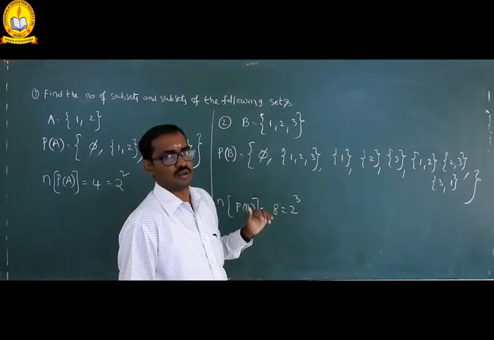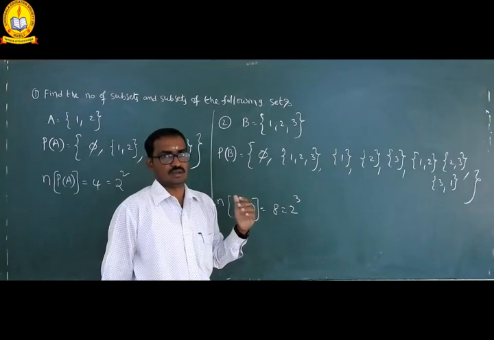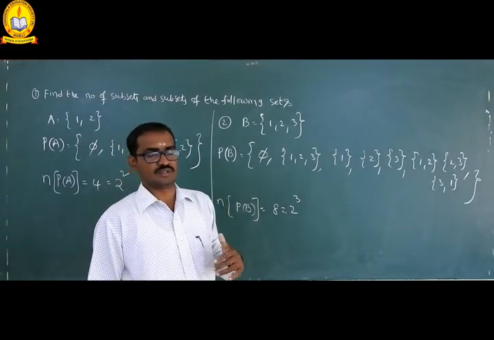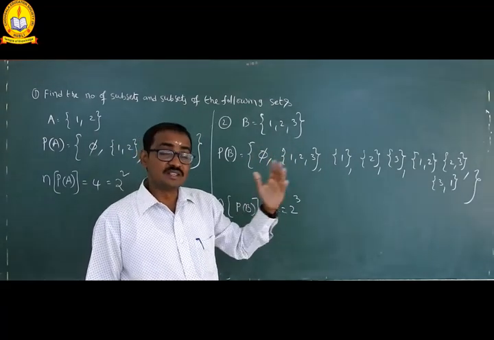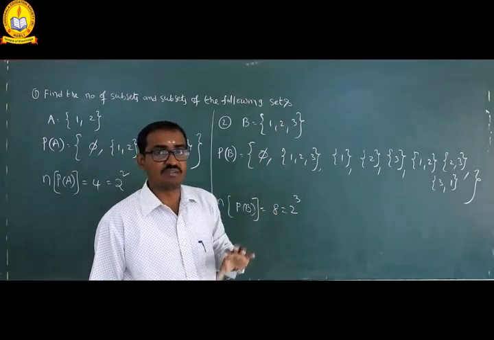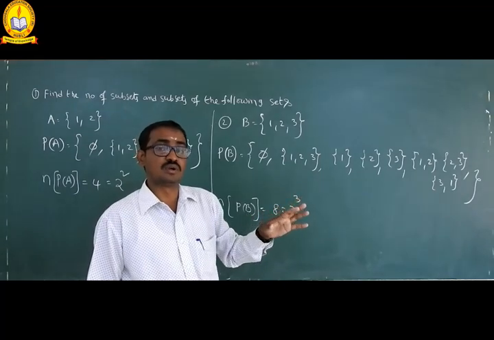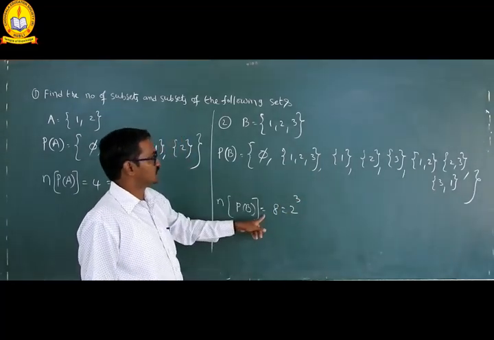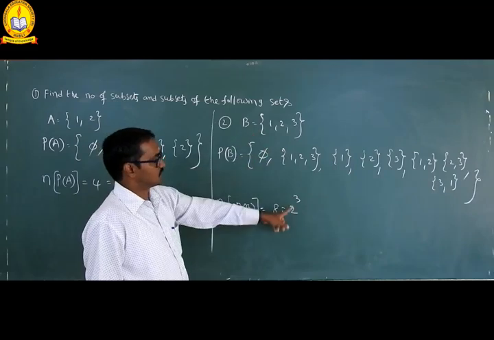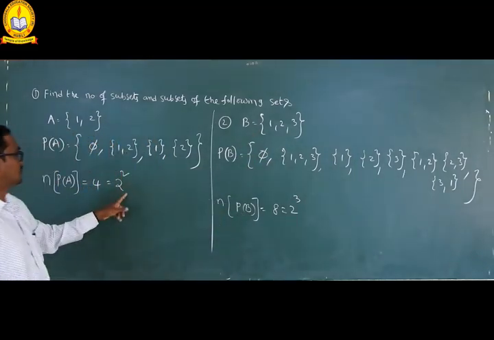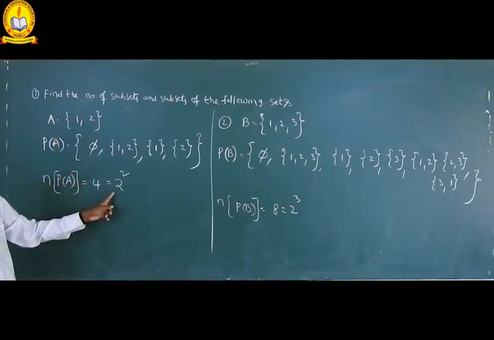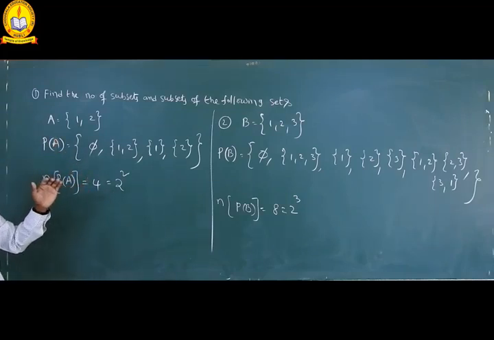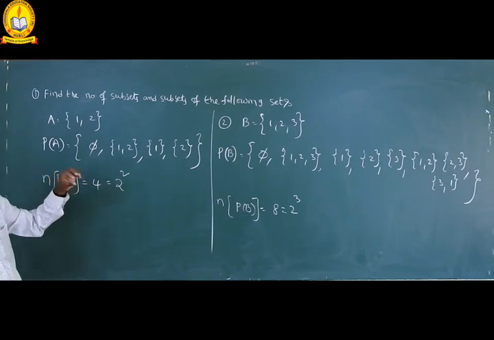They may ask you the question: find the number of proper subsets, find the number of improper subsets, find the number of subsets. If a set has n elements, how many subsets are there? If a set has n elements, number of subsets is equal to 2 power n. Here I have written, if the set has 3 elements, number of subsets 2 cube. If a set has 2 elements, number of subsets 2 square. If a set has only 1 element, number of subsets 2 power n. Instead of n you can write 1, 2 power 1.